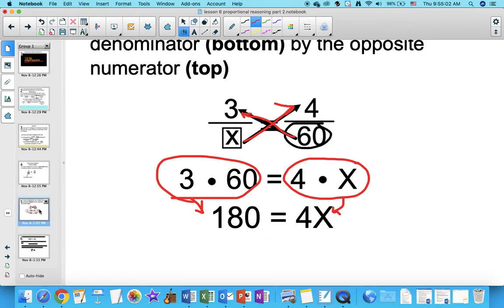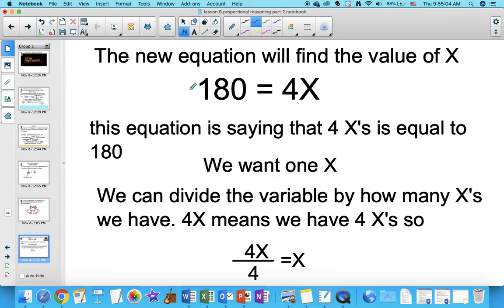Now how do I solve for this? Well, we need to find the value of x. This equation is saying that 4x is equal to 180. So if 4x is equal to 180, and I want to find out 1x, if I have 4 of them, I can divide by 4, right?